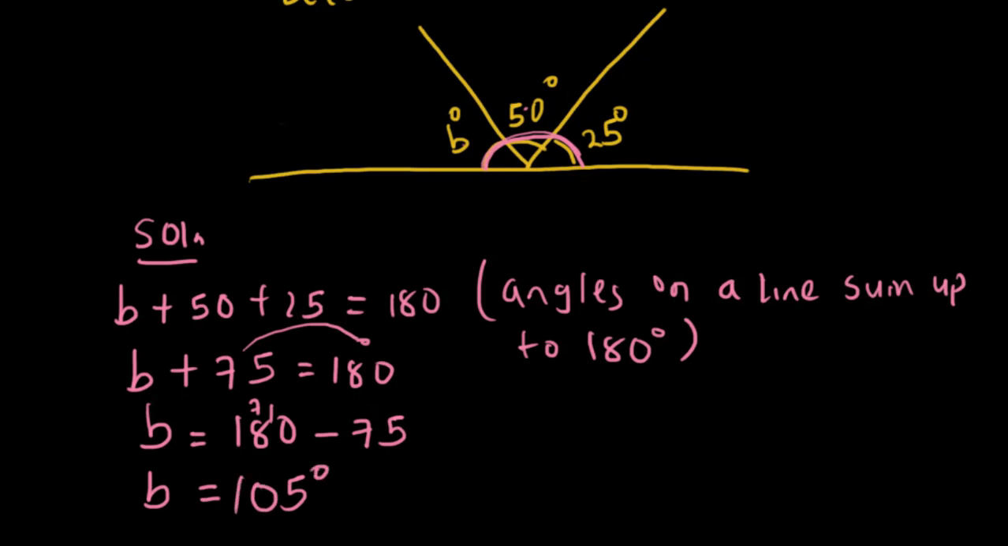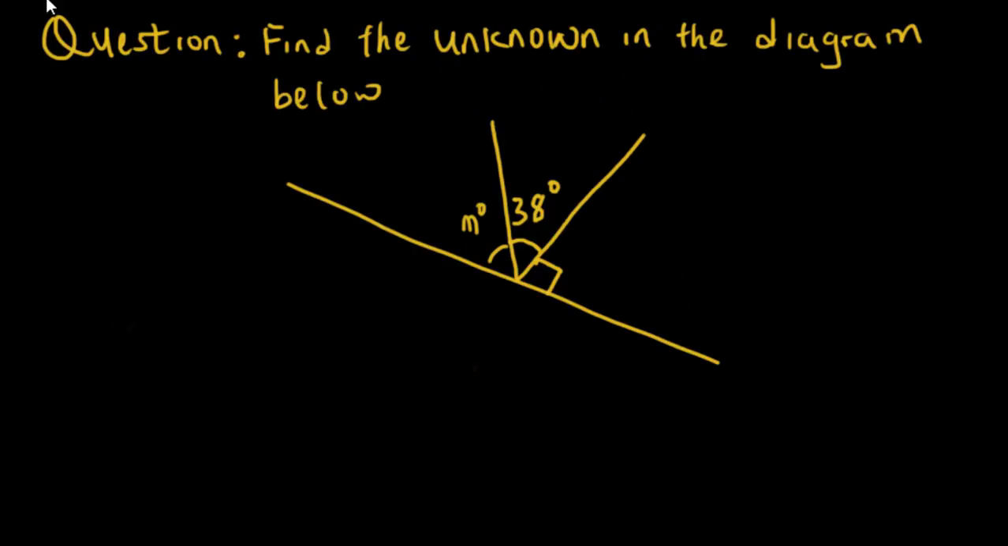So B equals 105 degrees. Do you understand? Alright, let's take another example. So we have this question: find the unknown in the diagram below.